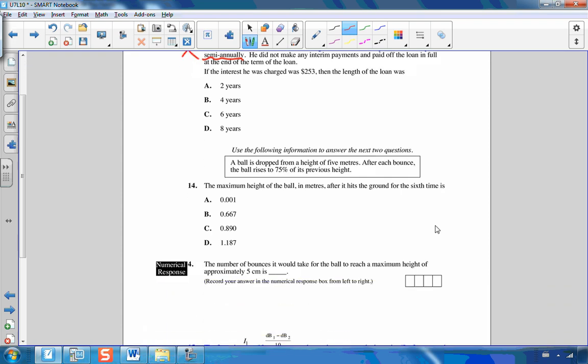A ball is dropped from a height of 5 meters. After each bounce, the ball rises to 75% of its previous height. So notice it's not saying it increases by 75% or it decreases by 75%. It is actually 75% of its previous height. So that means the base is just 0.75. Now it's dropped from a height of 5 meters, so that's my A value. So my equation right now is looking like this: 5 times 0.75 to the x.